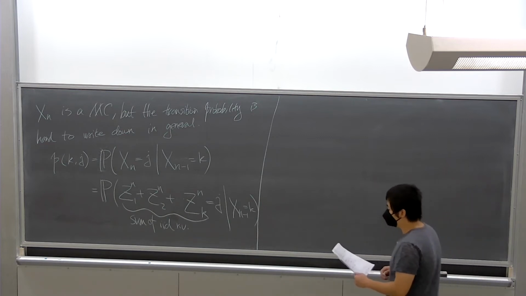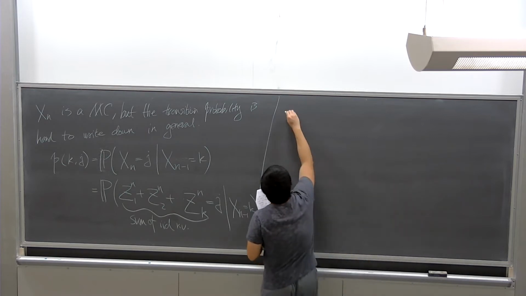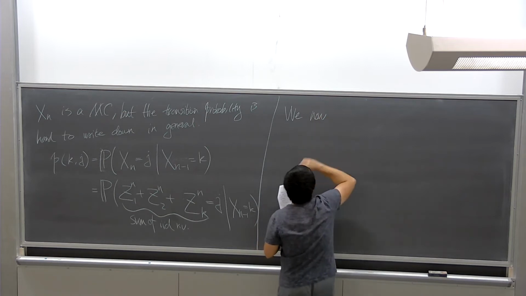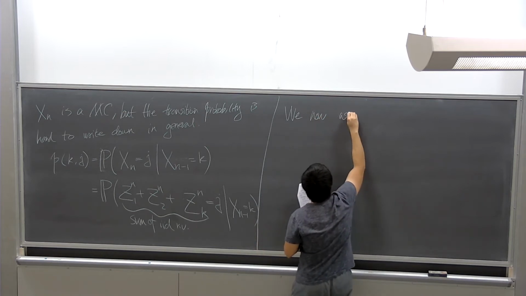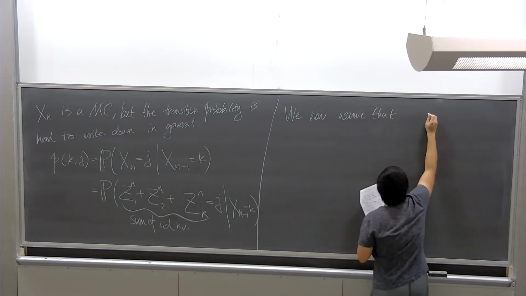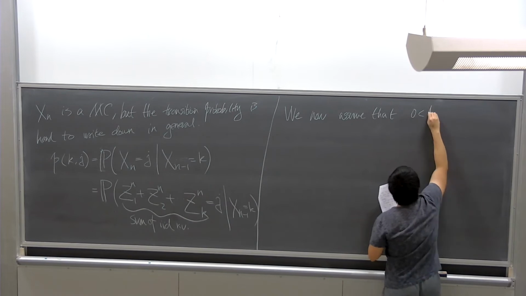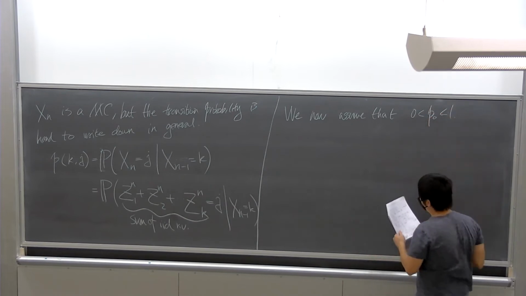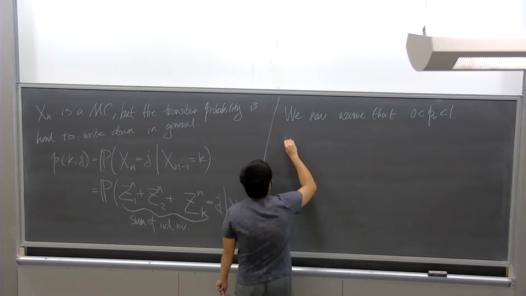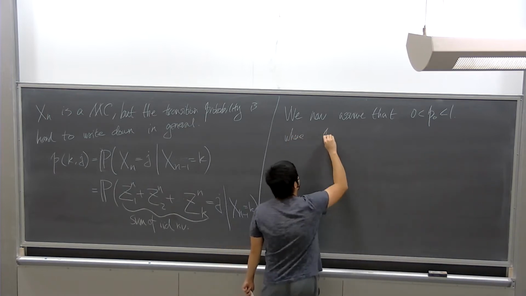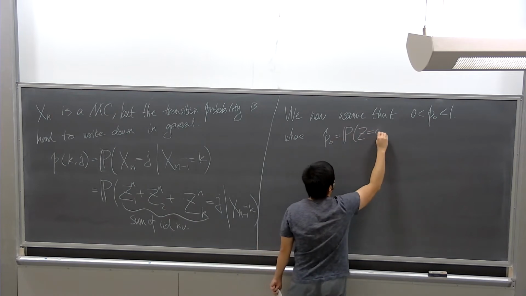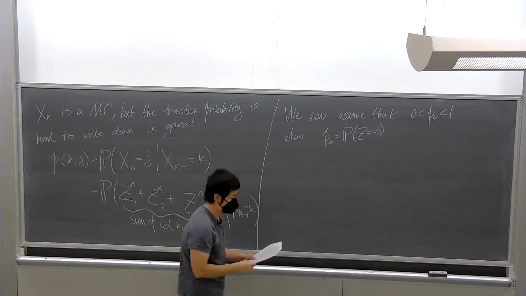Okay, so now let's also make some other assumptions. From now on, we assume that P_0 is between 0 and 1. Recall that P_0 is just the probability that they reproduce no children. Okay, so they just die off.